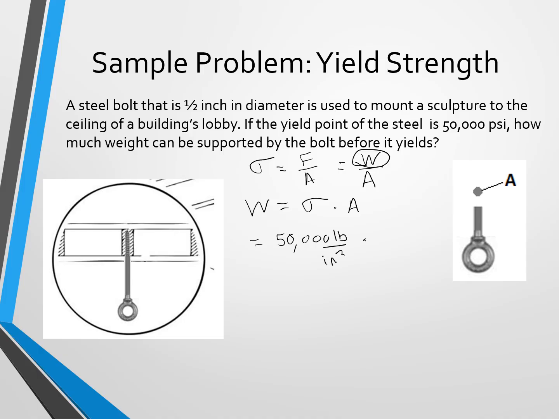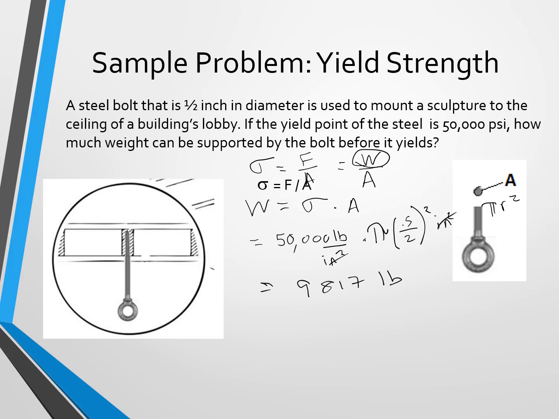And then the area, well, we want the cross-sectional area of that bolt. It's a circle with a diameter of 1/2 inch. So the area is pi r squared. So we'll multiply by pi. The diameter is 1/2 inch, so 0.5 divided by 2, squared, and that's inches squared. So the inches cross out, and if you multiply this out, you will get 9,817 pounds. So that is the load at which this bolt will yield in this scenario.